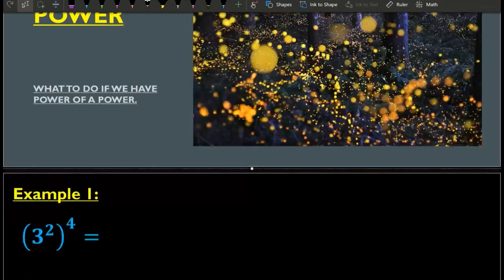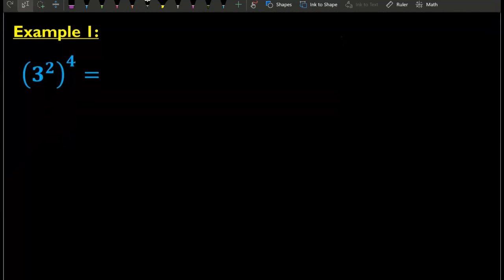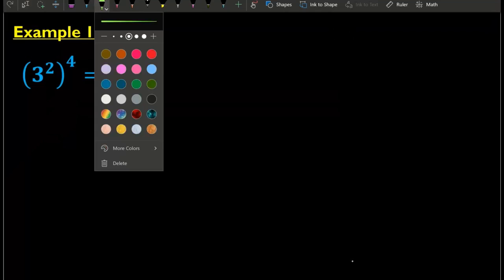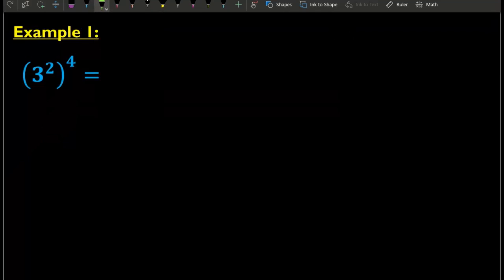So we're going to look at example 1: 3 to the second power raised to the 4th power. As the general idea, when you have a power, it means that something multiplies itself that many times. So this is 3 squared raised to the 4th power. Basically it's just like 3 squared times 3 squared times 3 squared, 4 times.